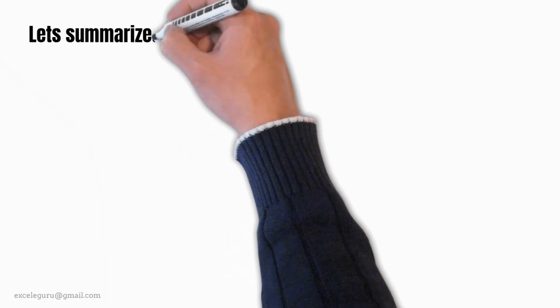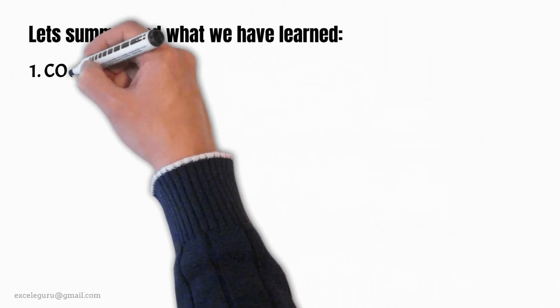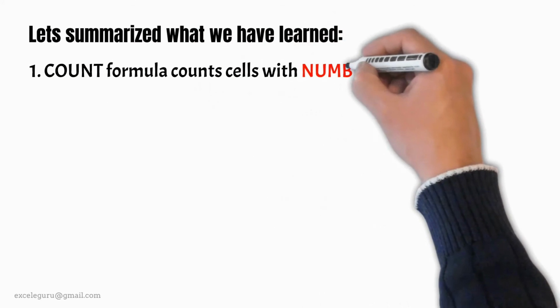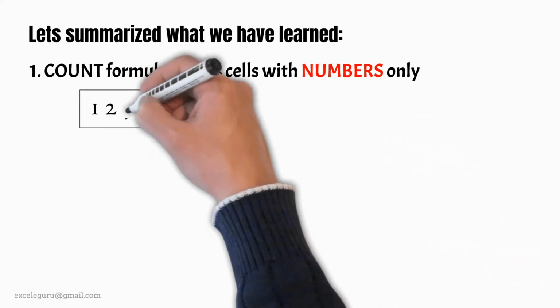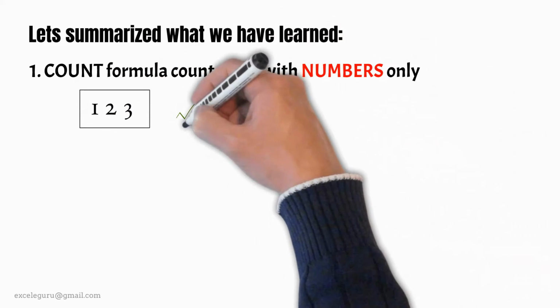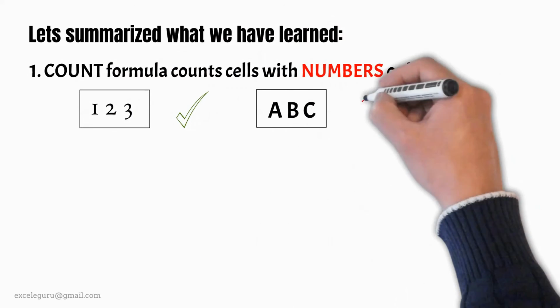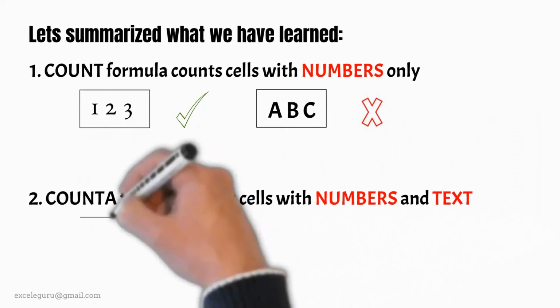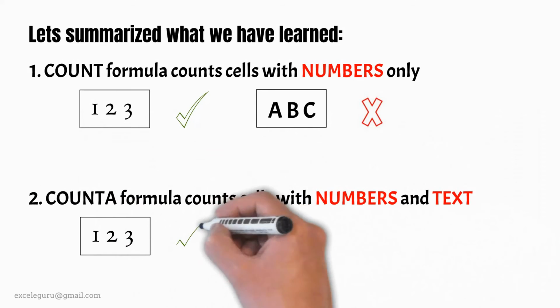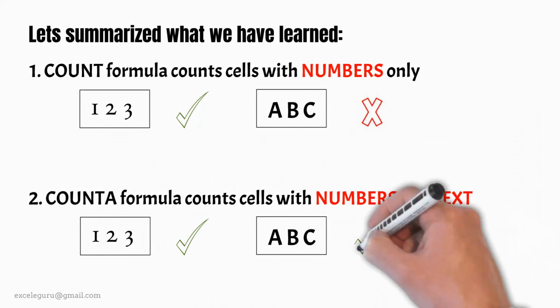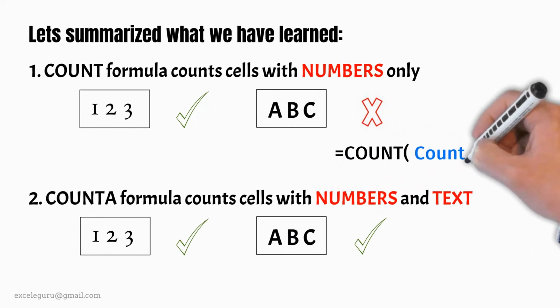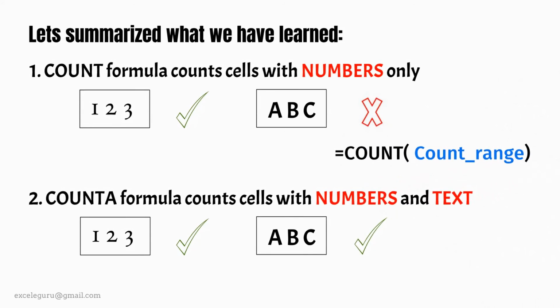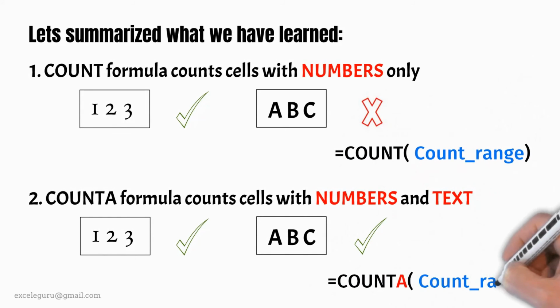Let's summarize it. As the name suggests, the count formula is to count the number of items. Remember, it will only count numerical items. That means it will not count cells with text or blank cells. If you want to count cells with text, then you need to use the CountA formula instead. To use the formula, simply type an equal sign, followed by the desired formula. Thereafter, just select the area you want to count. It is that simple.